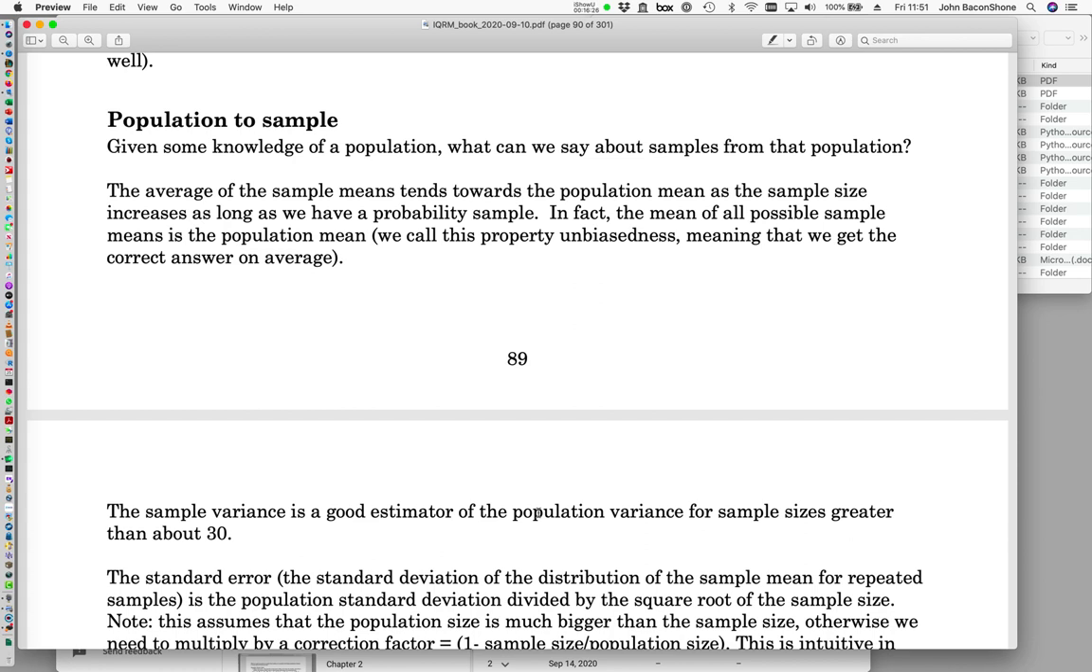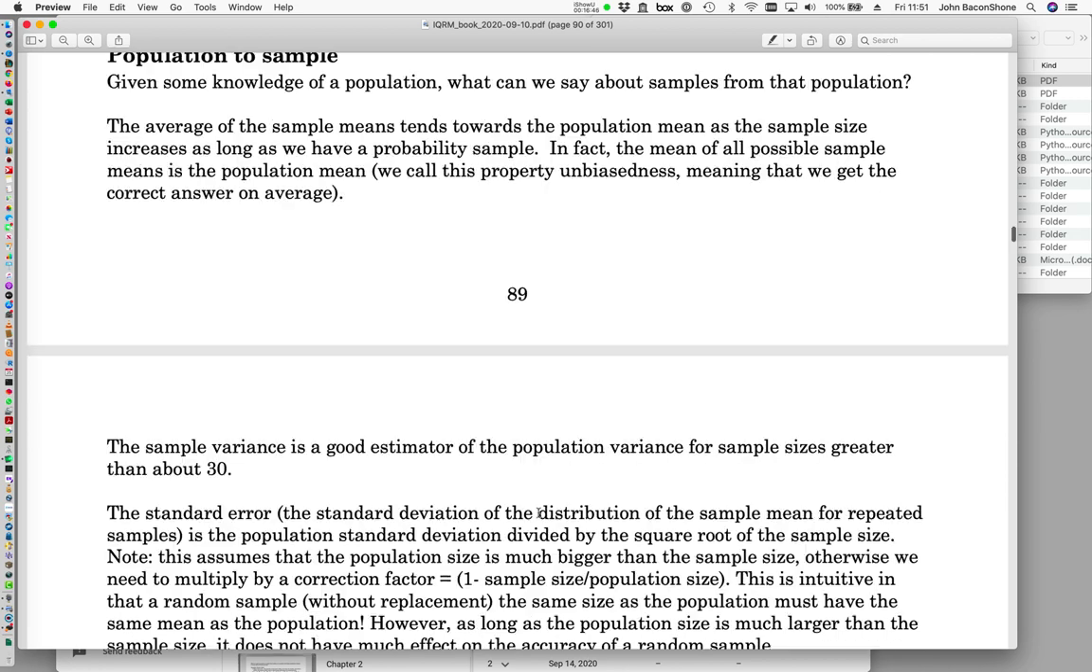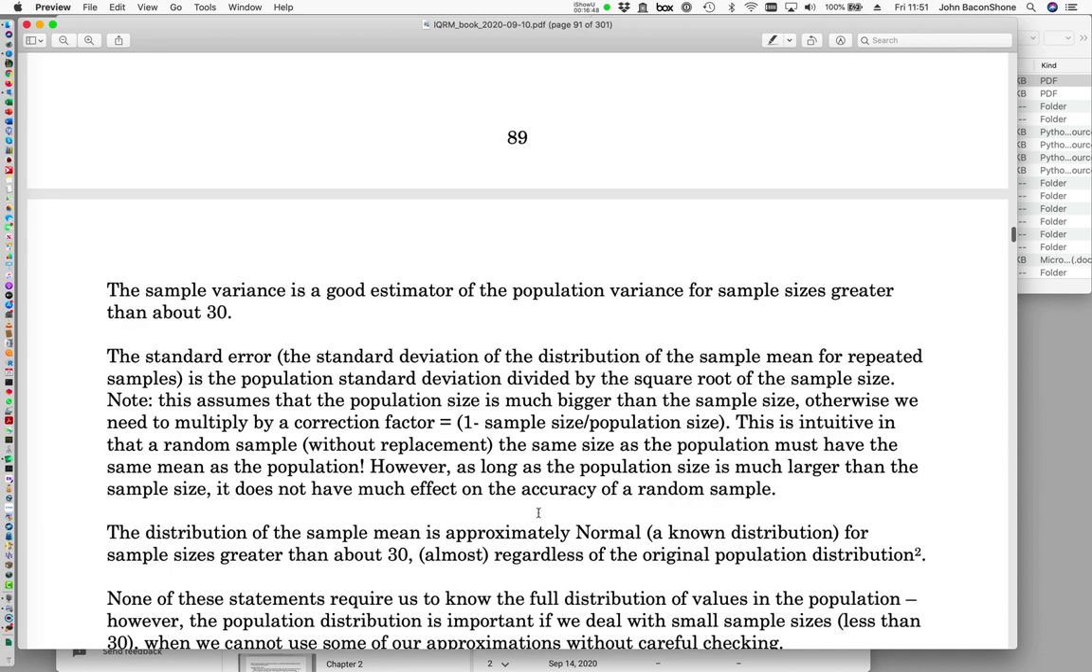Okay, so that's about the sample mean. What about the variance? Well, it turns out that the sample variance is quite a good estimator of the population variance as long as the sample size is not too small. So generally we'd accept that if the sample size is at least 30, the sample variance is a good estimator of the population variance. Now we need to introduce one more concept.